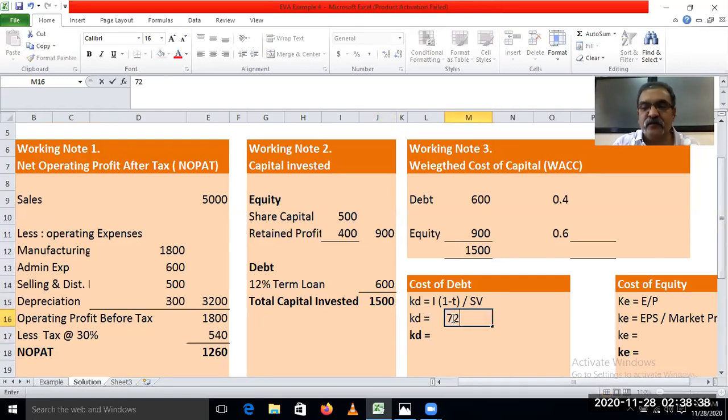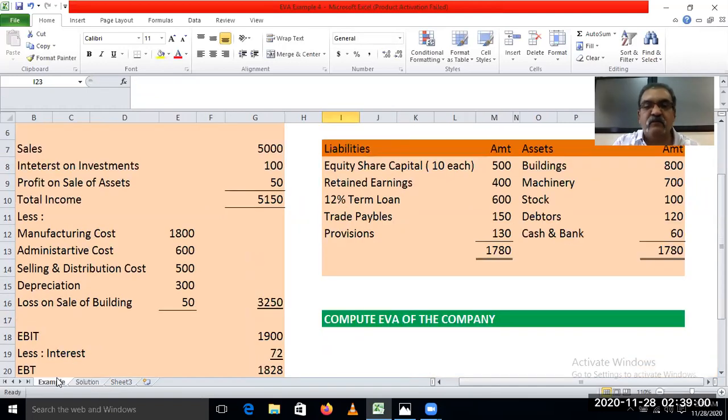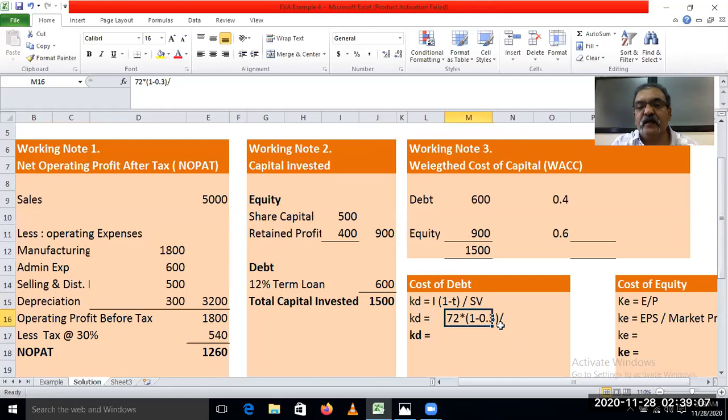So that is 72 into bracket 1 minus T. T stands for tax rate. The tax rate is given to us as 30%. 30% we will consider as 0.3, bracket complete, divided by SV. SV means the value of debt, the total sale value of debt. So the amount of debt, the 12% term loan, is 600. So that is 600.